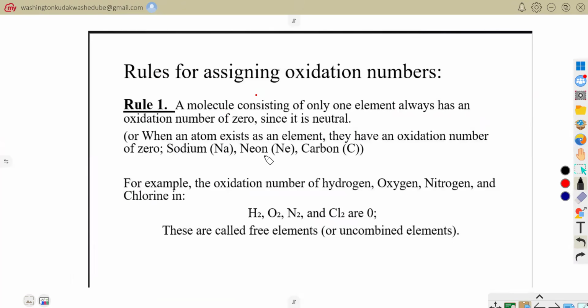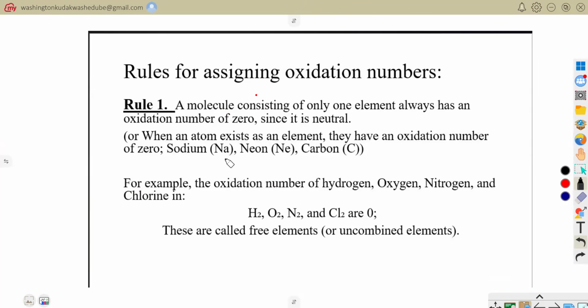So let's look into rule number 1. There are 6 rules that we are going to look into, and those are the rules that we are going to be using as we go forward. The first rule talks about a molecule consisting of only one element. This is a monoatomic element. It always has an oxidation number of 0.